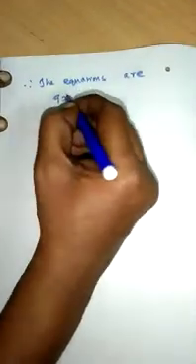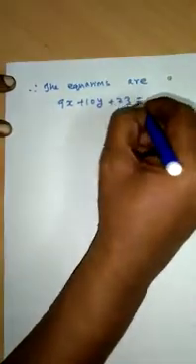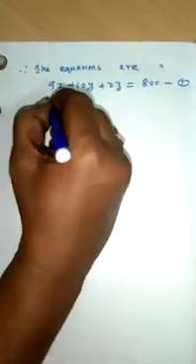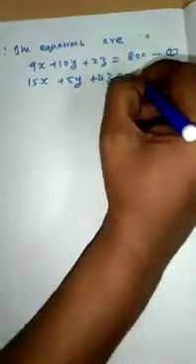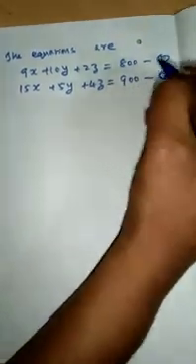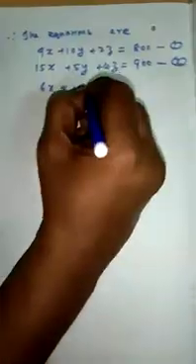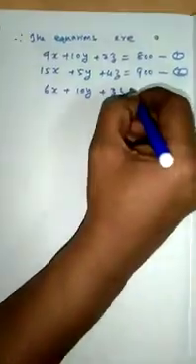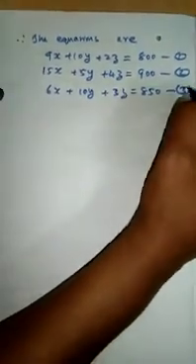9x plus 10y plus 2z is equal to 800. 15x plus 5y plus 4z is equal to 900 is the second equation and 6x plus 10y plus 3z is equal to 850 is the third equation. Solution.